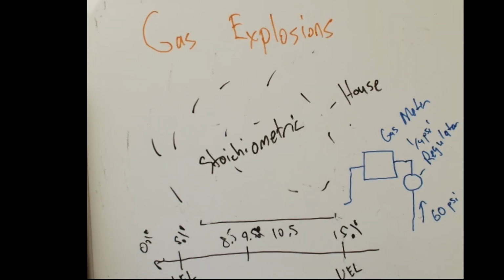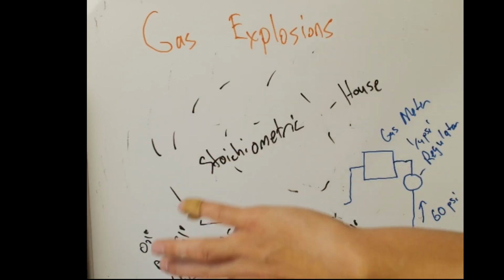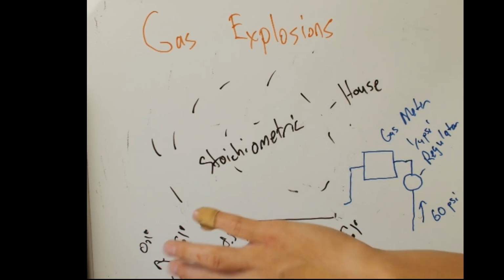So that is basically a natural gas explosion. You have your LEL, your UEL, and then wherever you fall in that range is where your explosion will stay.